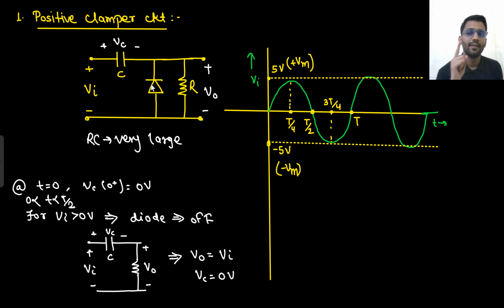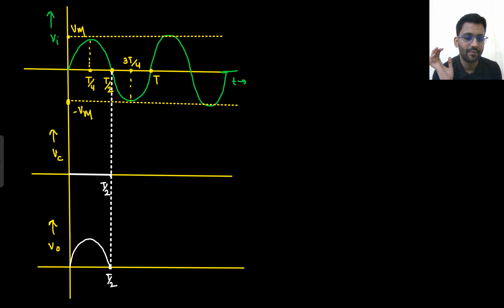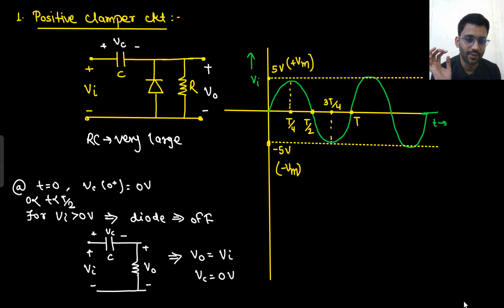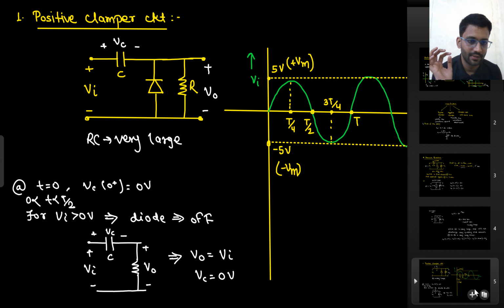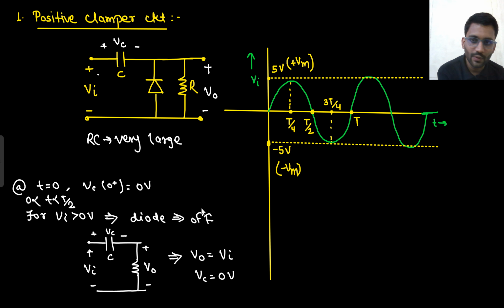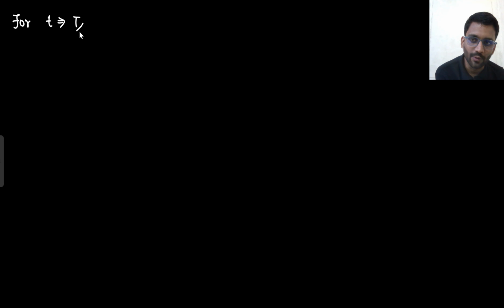Now what will happen? The negative cycle will come. We are analyzing for, actually I should add a page after this. Okay, so now let's see for time t equals t by 2 to 3t by 4, or you can write that t is greater than t by 2 and less than 3t by 4. So for this time, now we will see.